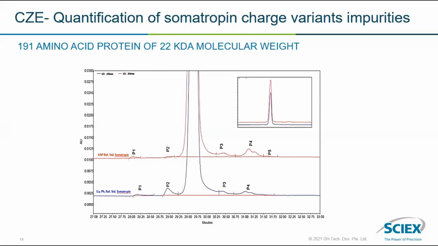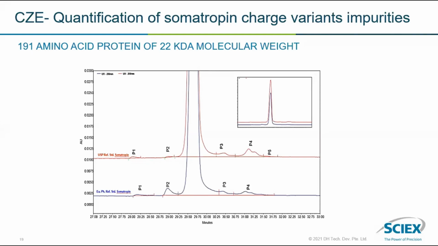And for your information, somatropin is a 191 amino acid protein, and the size is 22 kilodalton. So what we achieved here is a separation of different charge variants, which are labeled as P1, P2, P3, P4, and in case of USP, you can also see the P5. In the center, you can see the main peak, and on the left-hand side, you can see the basic charge variants, and on the right-hand side, you can see the acidic variants.